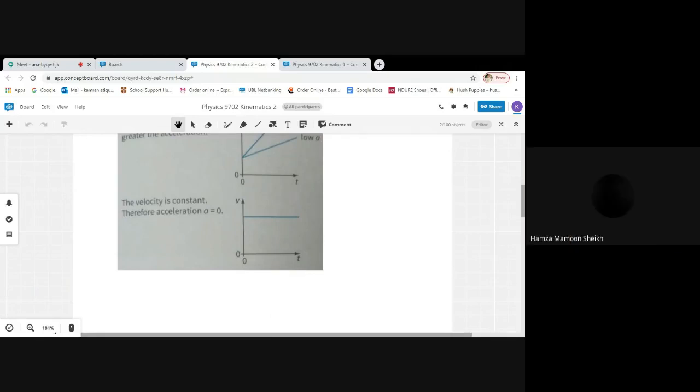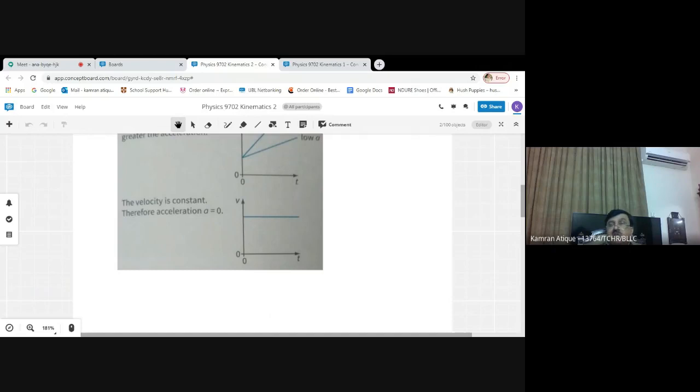Yes, sir. And when the speed is not increasing, speed is not decreasing, such kind of motion is definitely happening with zero acceleration, Hamza.